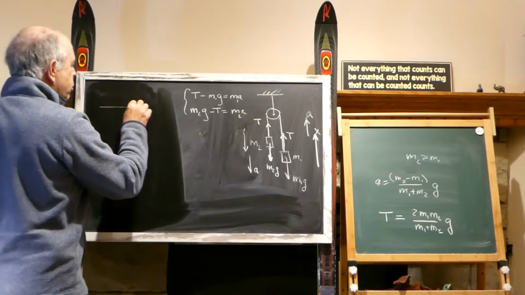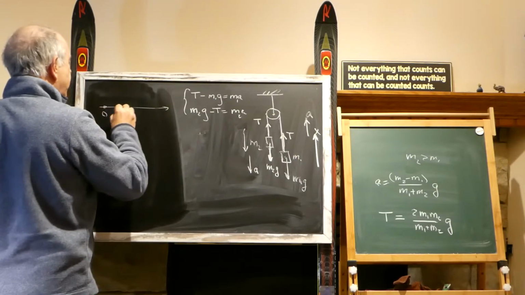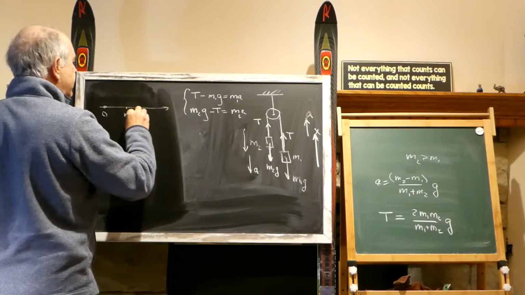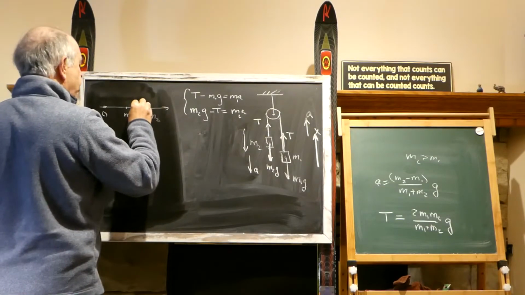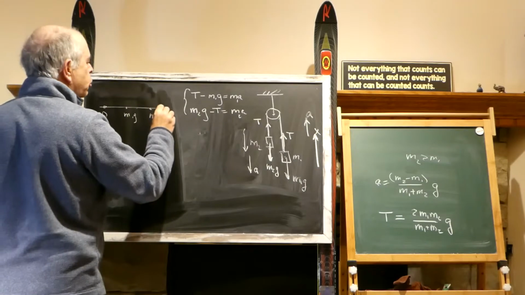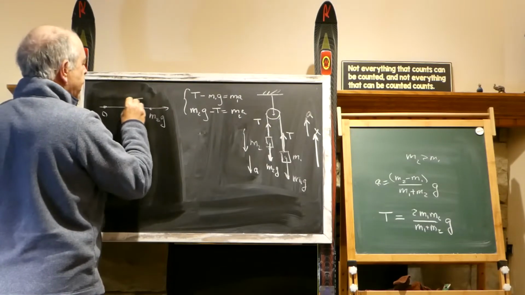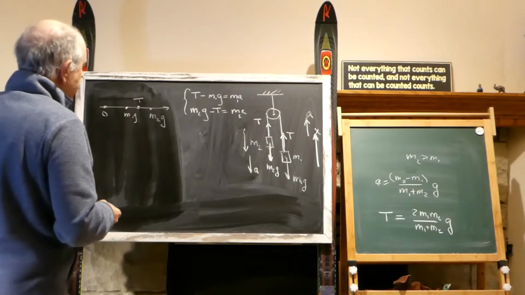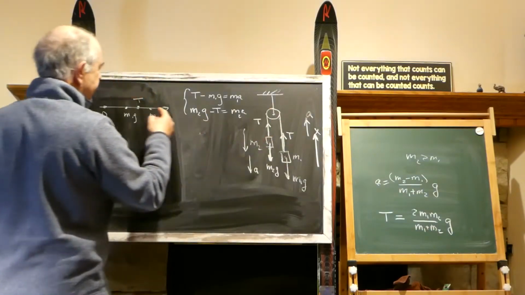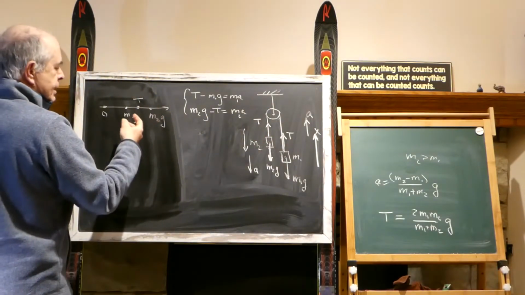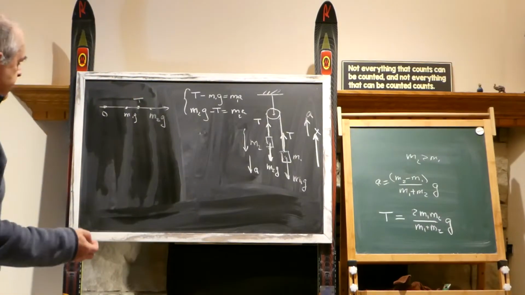So if we use the number line, there should be 0 somewhere, then M1, then M2, and somewhere M by G, let's put it in terms of force. And somewhere here would be T, just between M1G and M2G. So T minus M1G would be positive, pushing it up, and M2G minus T would be positive, pulling it down, so everything seems okay.